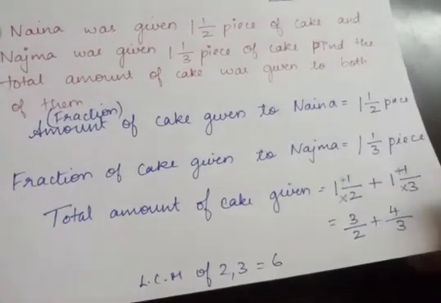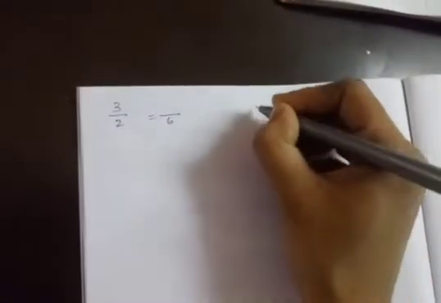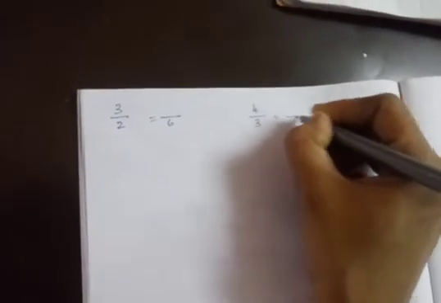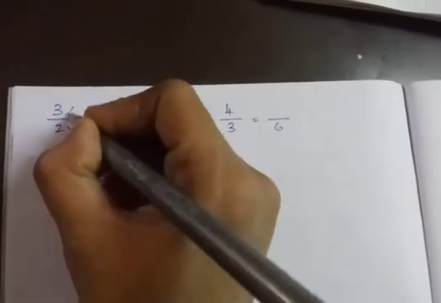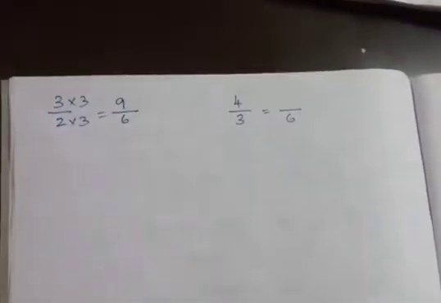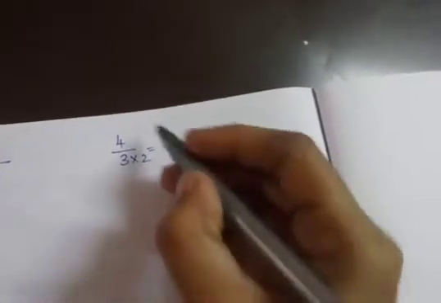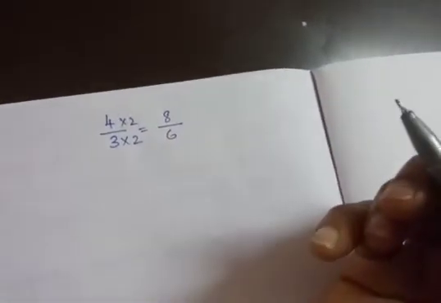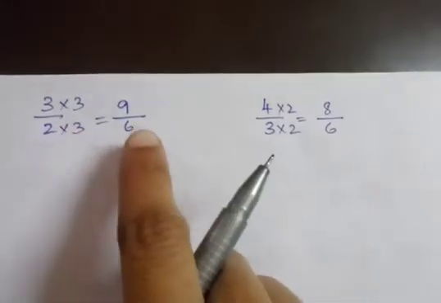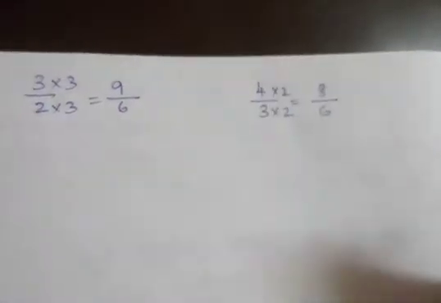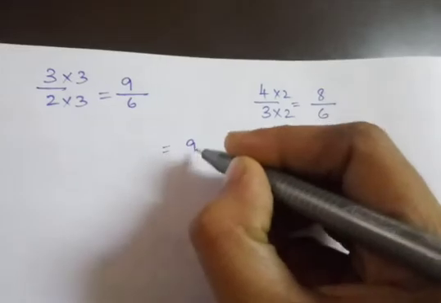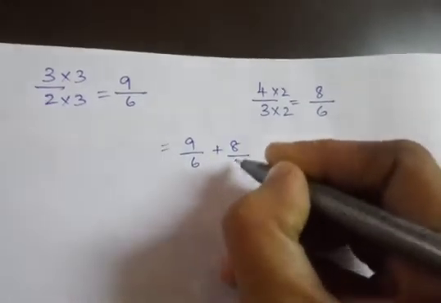Okay, now I am going to convert this 3 by 2 as denominator 6 and 4 by 3 as denominator 6. Okay, so now 2 3s are 6, so 3 3s are 9. 3 2s are 6, so 4 2s are 8. Okay, so I have converted these fractions to these two fractions. Now what we should do? We have to add it. 9 by 6 plus 8 by 6.